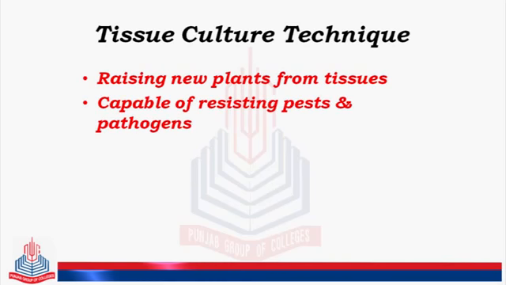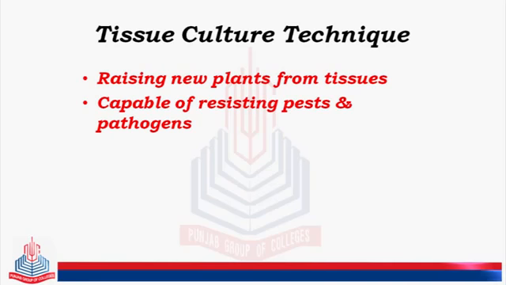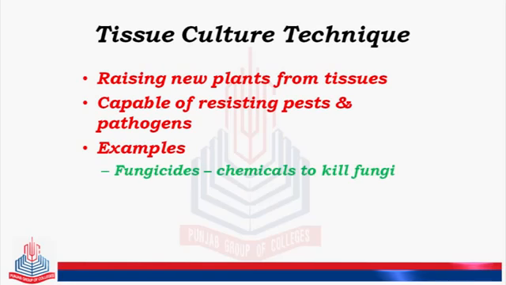It is capable of resisting pests and pathogens. How? Because during tissue culture, we are inoculating them in a certain medium with a disease-free environment, as well as producing a new variety and capability in them in order to resist these things themselves. How? Because we can change their genes artificially too. So examples are also there. For example, fungicides, the chemicals to kill fungi, they can be resisted.